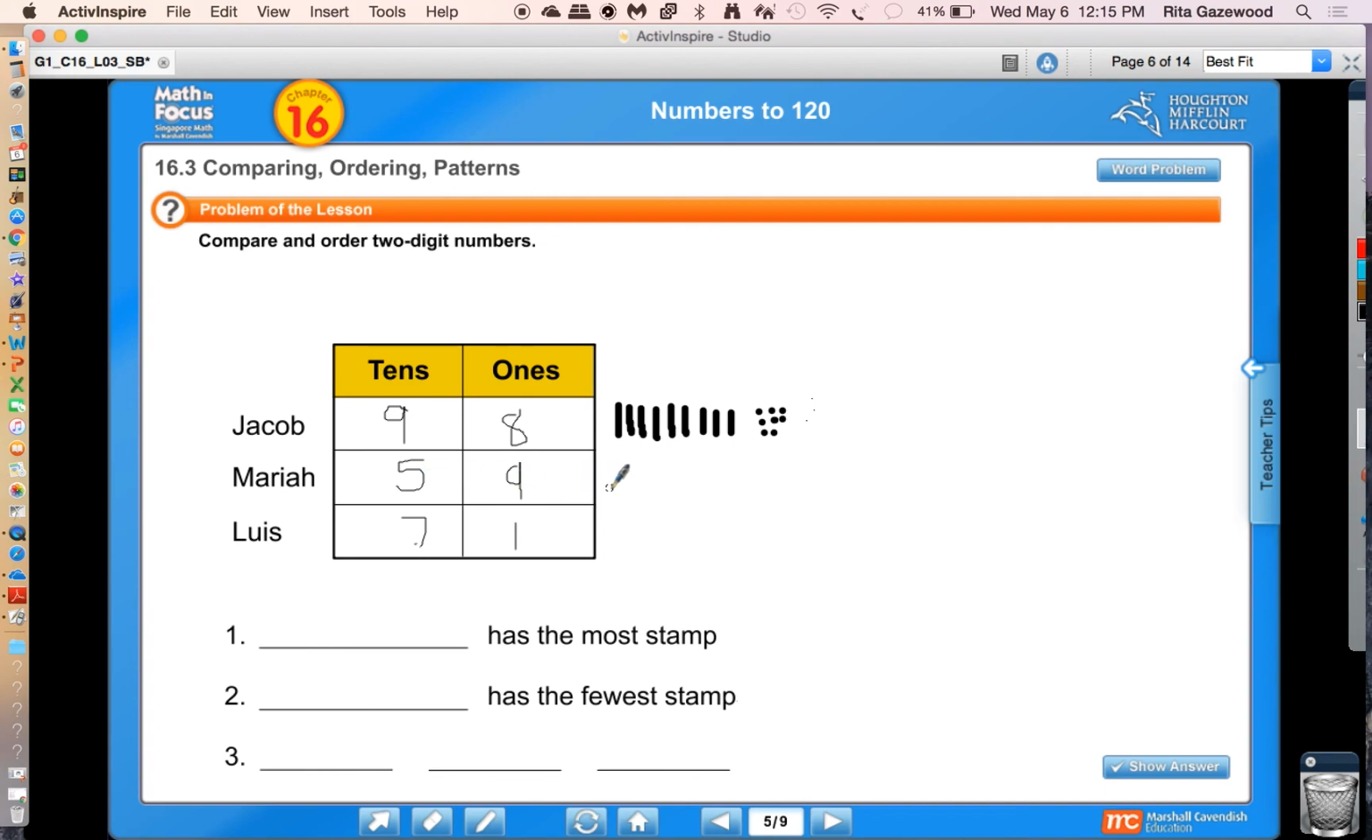And in the number 59, we have 5 tens. 1, 2, 3, 4, 5. And we have 9 ones. 1, 2, 3, 4, 5, 6, 7, 8, 9. And in the number 71, we have 7 tens. 1, 2, 3, 4, 5, 6, 7. And we have 1 one.